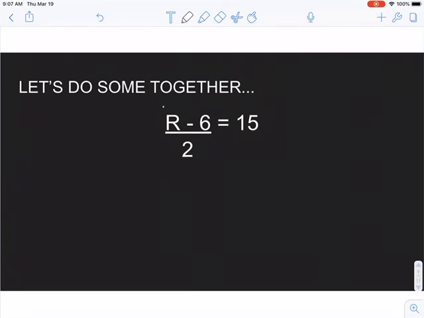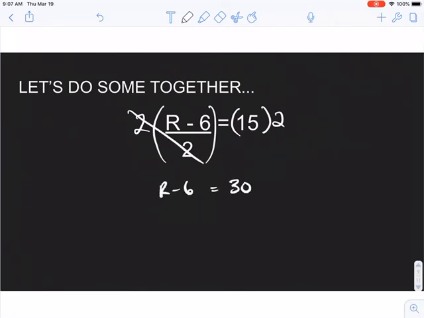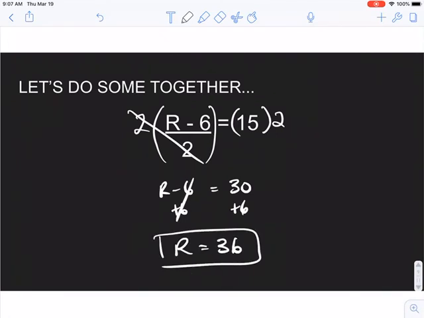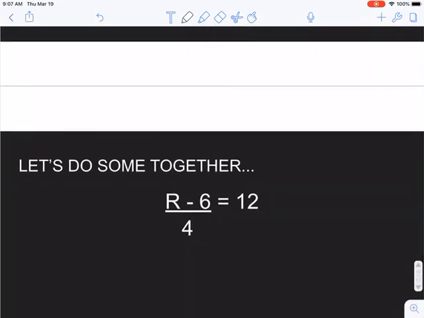So if this is being divided by 2, I'm going to multiply the whole thing by 2. And that's going to cancel there. And you're left with r minus 6 is equal to 30. Okay. Now, this is a one-step equation. We can add 6 to each side to get rid of that. And that leaves us with 36.